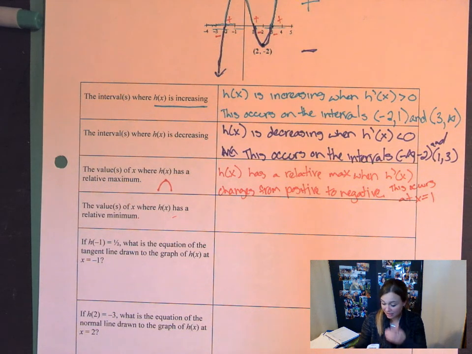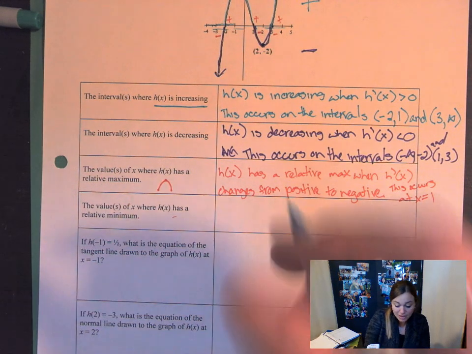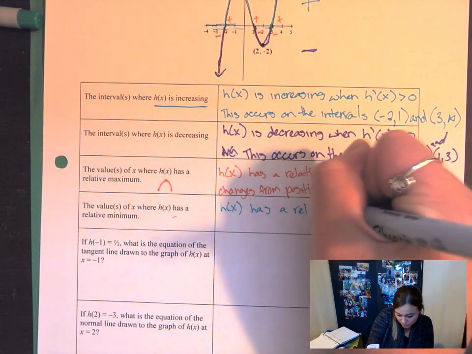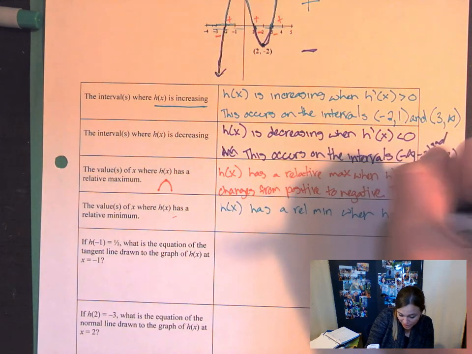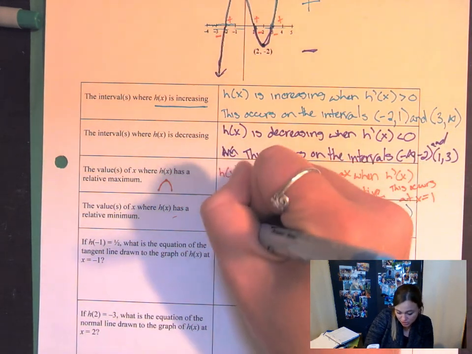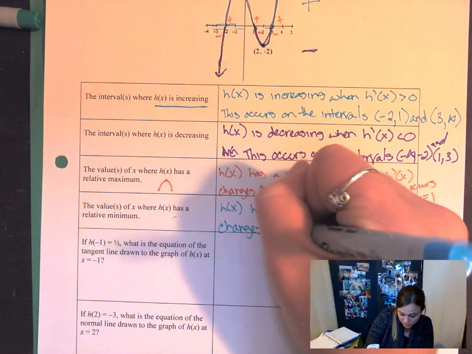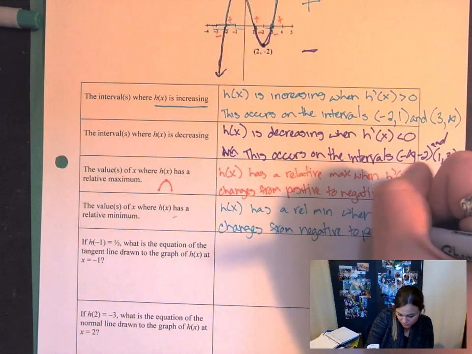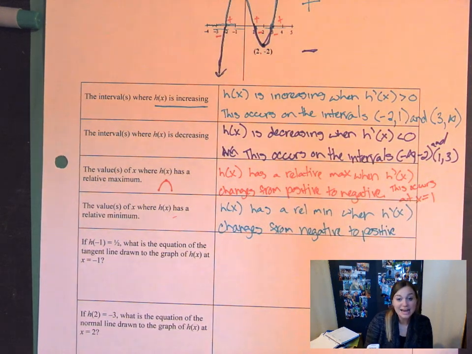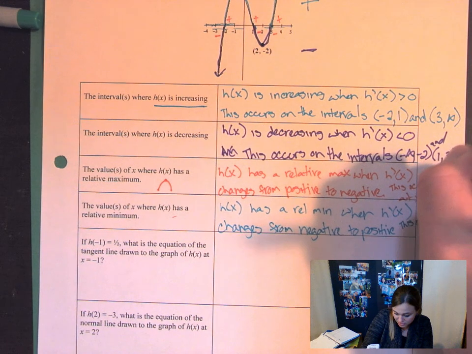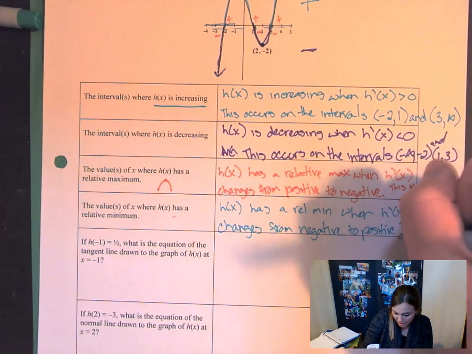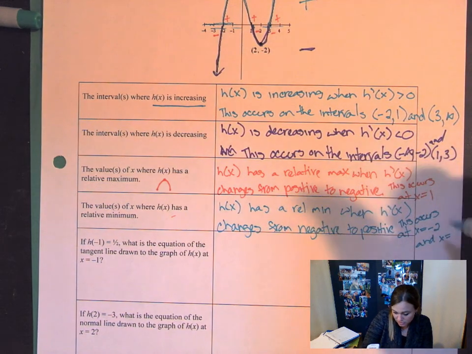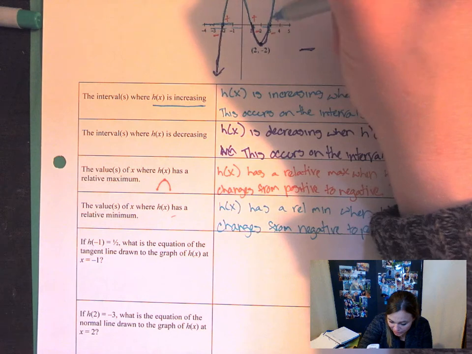I'm going to do the same thing here in the next one. So relative minimum, h of x has a relative min when h prime of x changes from negative to positive. And I can say this occurs at x equals -2 and x equals 3.